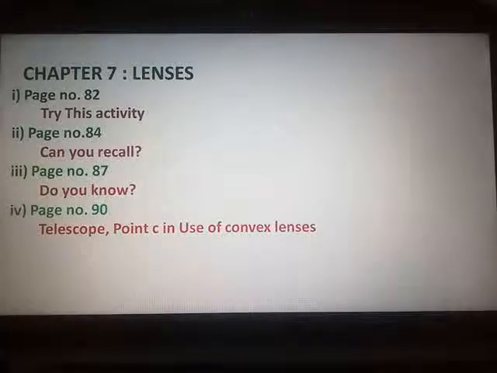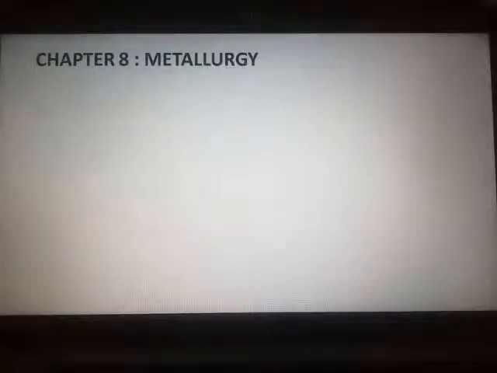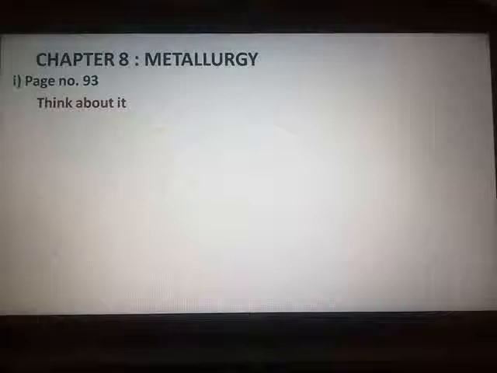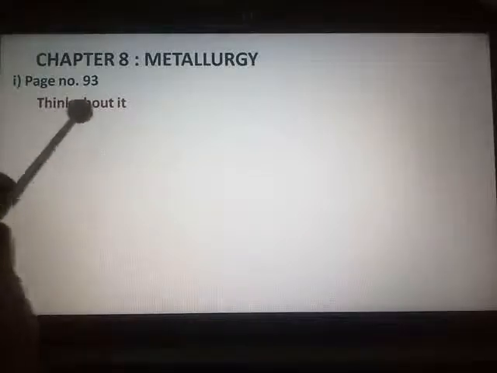Chapter number 8, metallurgy. Page number 93, the very first activity, think about it, you have to remove. Which method do we use when we want to study many things together and at the same time? So that is the activity, think about it, remove it.